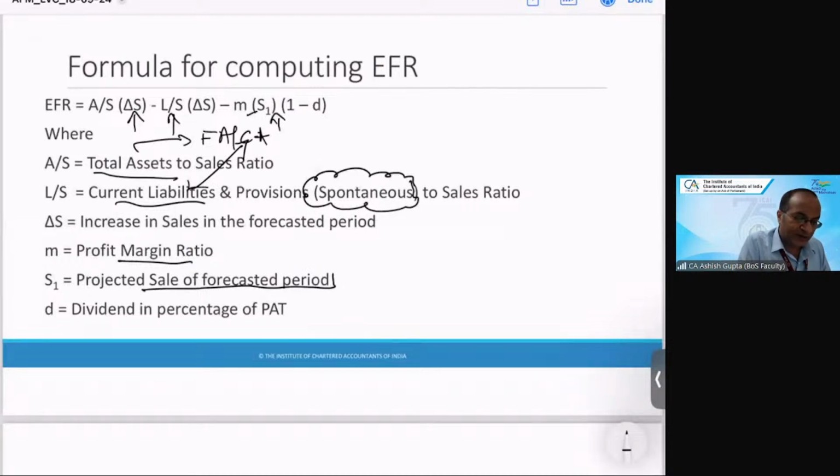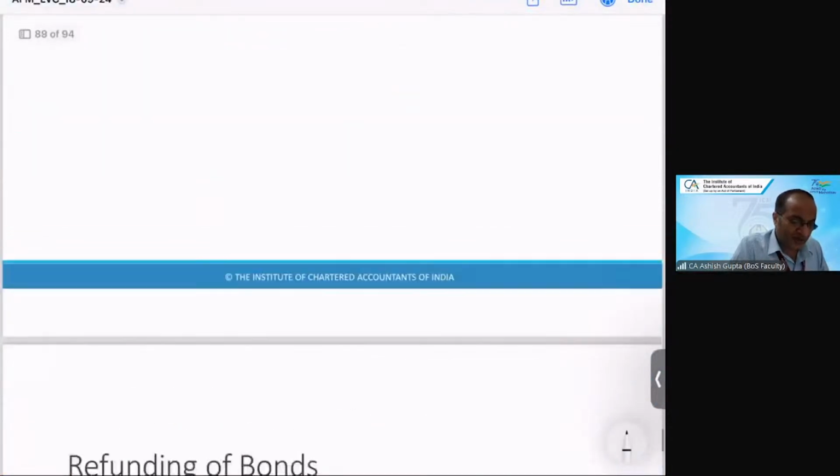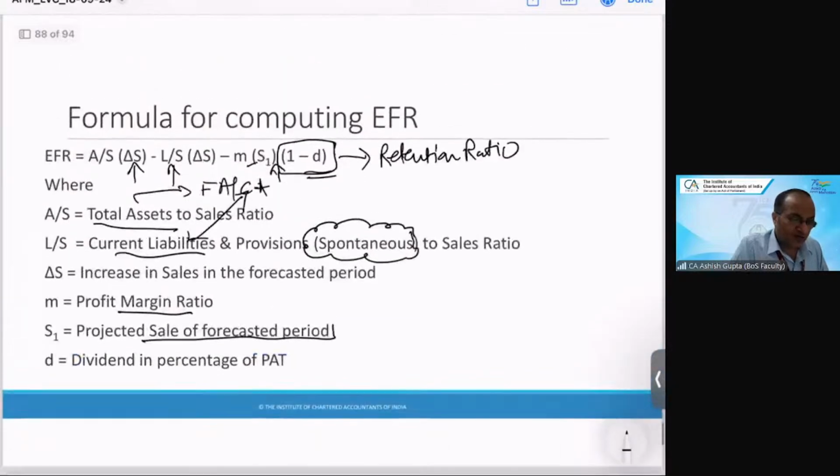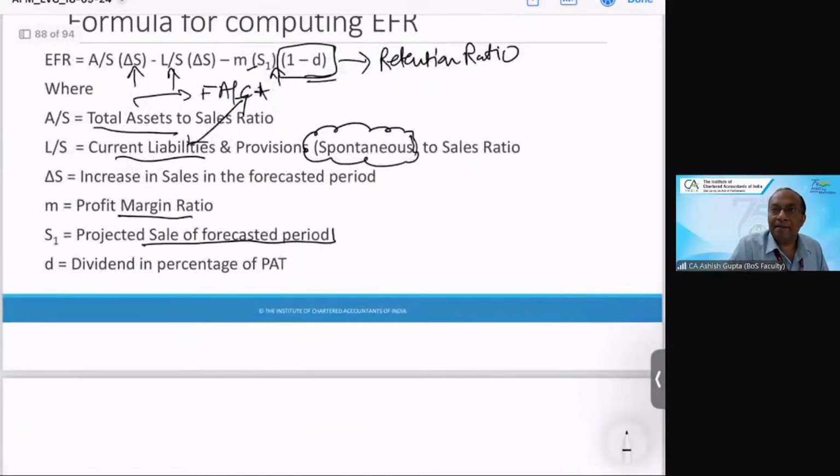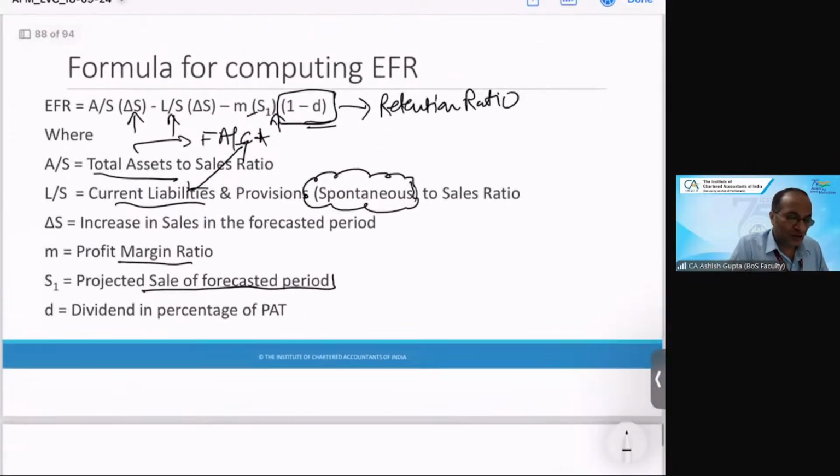This will be our new sale, and 1 minus D, that is the dividend percentage. So this is basically a retention ratio. Okay, it is the retention ratio. So by this we can compute how much will be our external funding requirement. Okay, student, now you just note down this formula if you want. Otherwise, once I solve the question, I will use this formula.